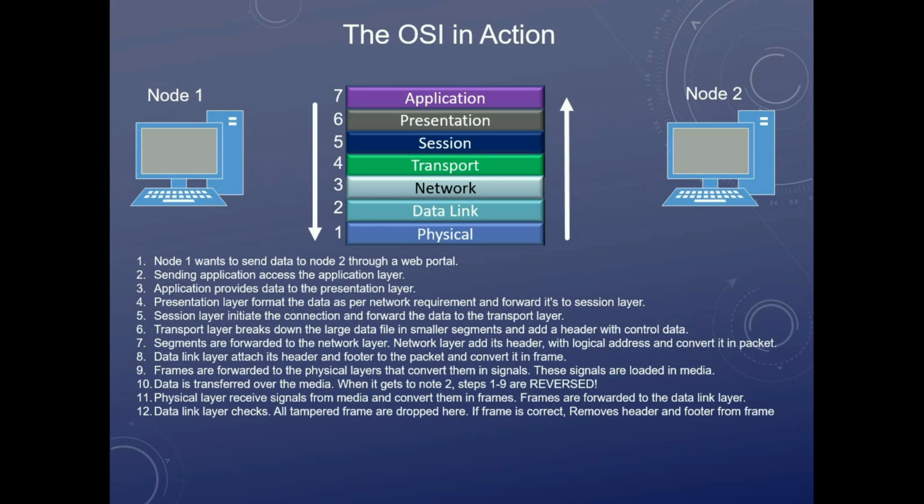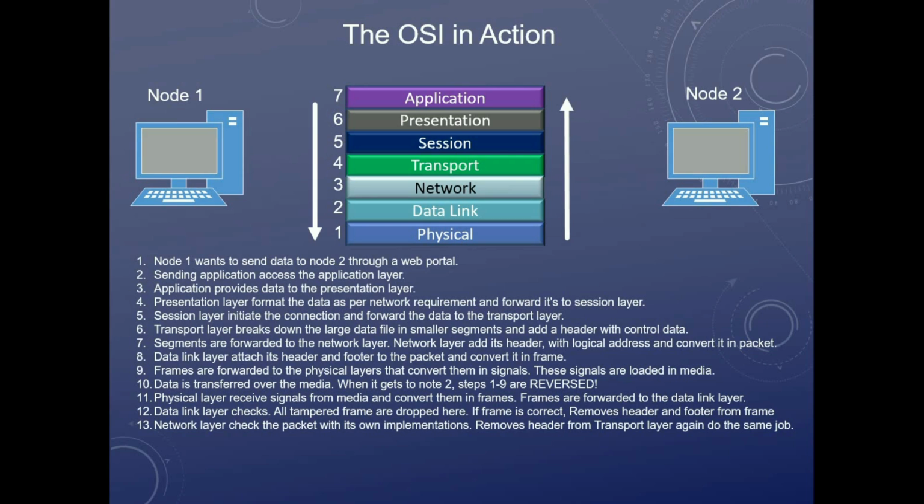If all frames are correct, it removes the header and footer that were put on from the data link layer from node 1. There's multiple headers and footers in this thing. It only can remove the one added on by its own layer. So it removes the header and the footer from the frame at the data link layer, and then passes it up to the network layer.